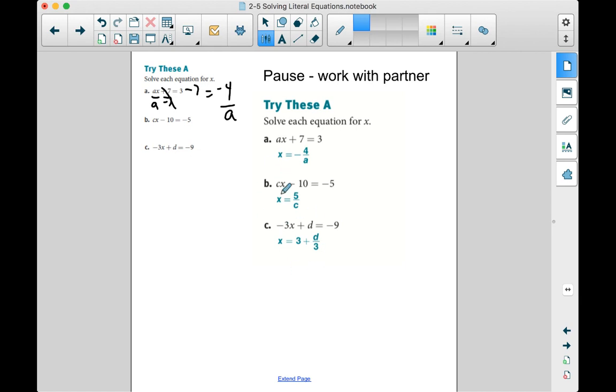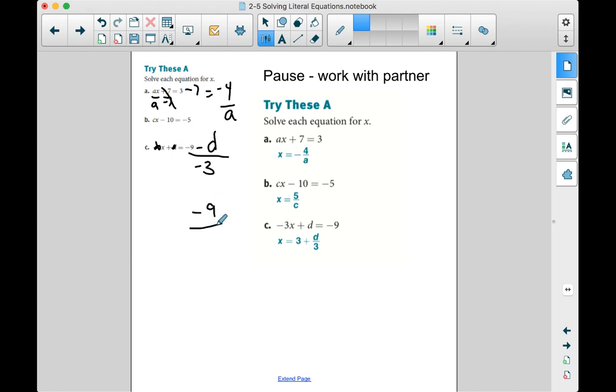C is a little bit different because the other two have a variable as the coefficient of x. C has a number instead of another variable as the coefficient. So here you would do the same process: subtract out d, and then divide the whole thing by negative 3. So those are canceled and that's canceled. Negative 9 divided by negative 3.